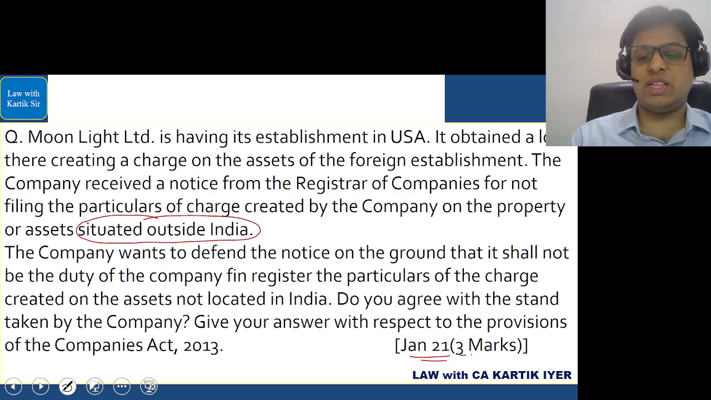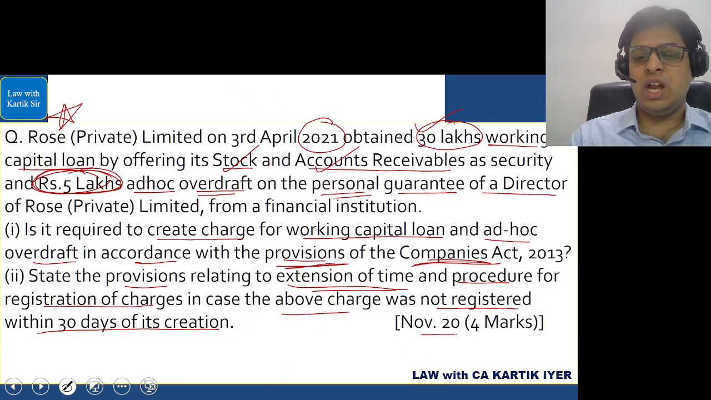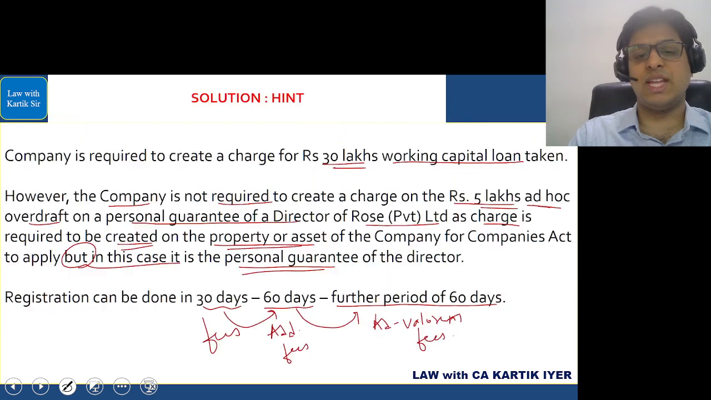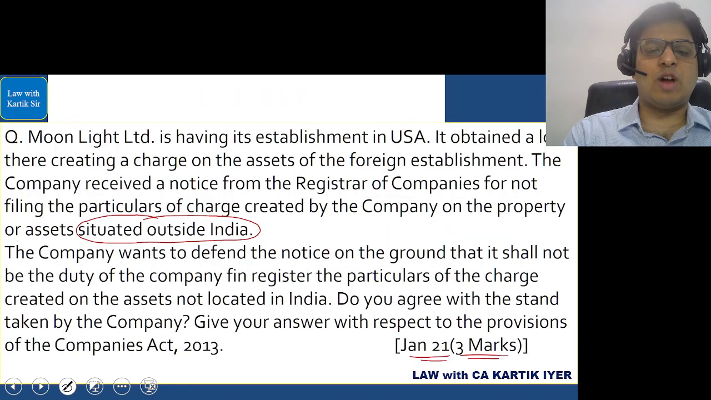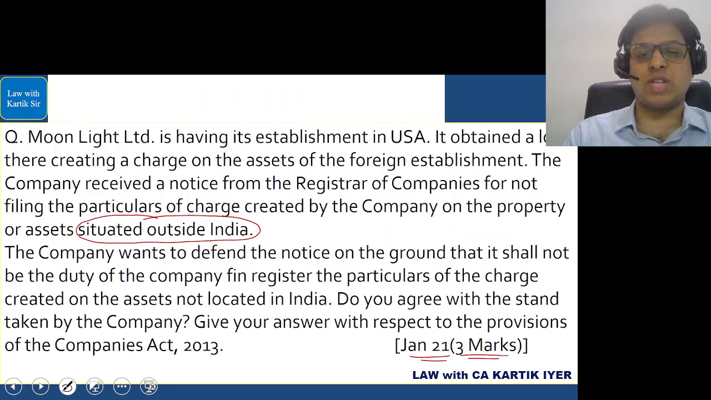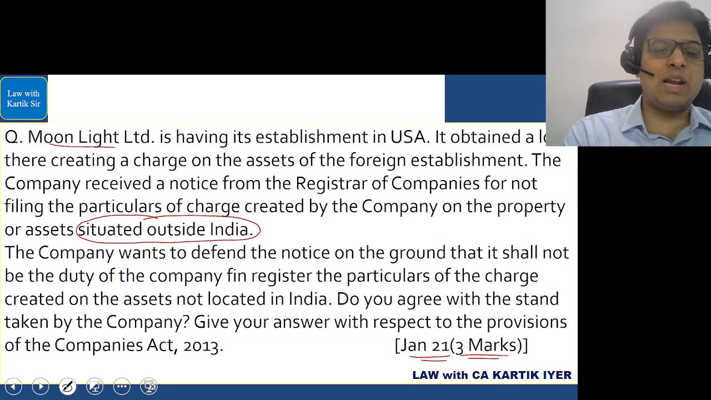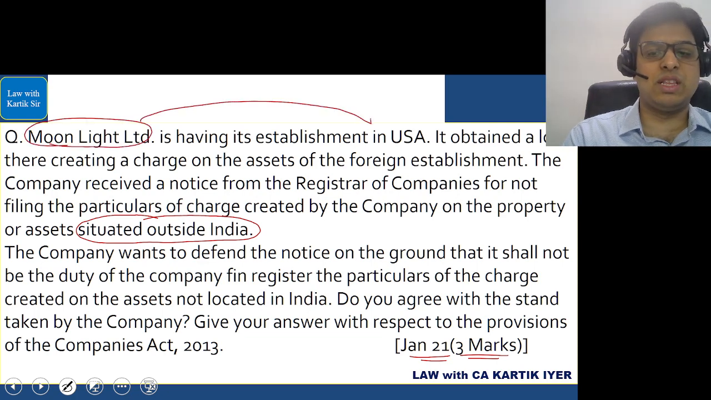Jan 2021, 3 marks question. The previous one also, November 2020, 4 marks question. Okay, so important questions that can again come in the examination. Situated outside India. So the asset in this case is situated outside India. So Moonlight Limited is having establishment in the USA. They obtained a loan there, creating a charge on the assets of the foreign establishment.